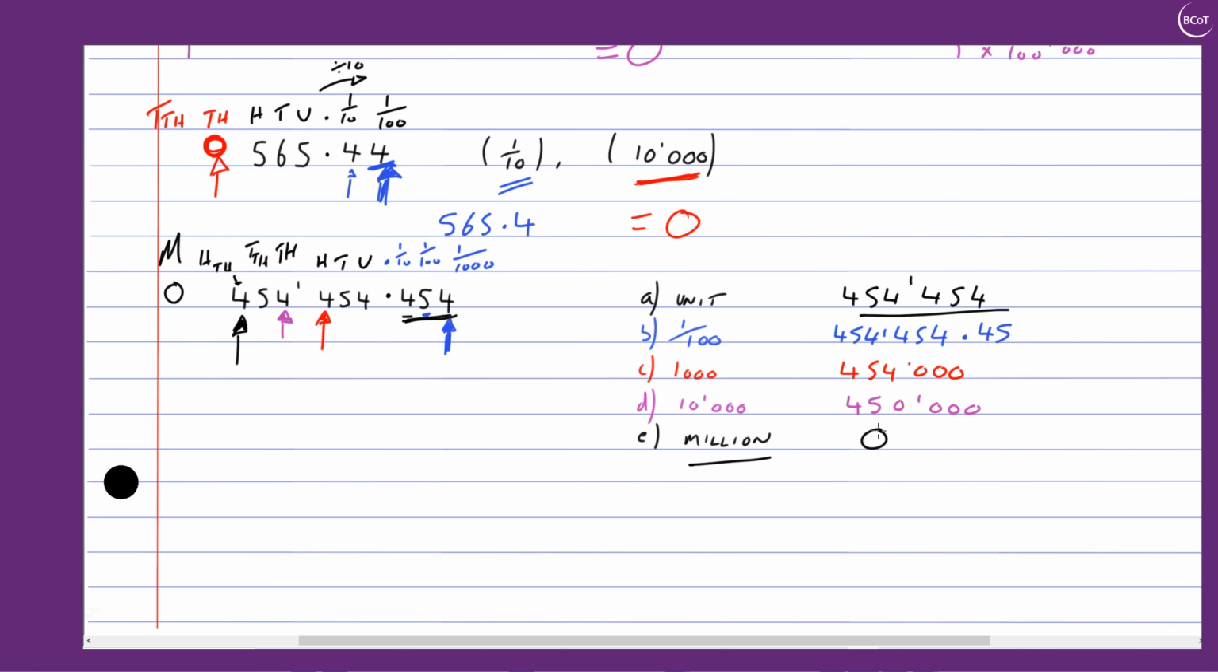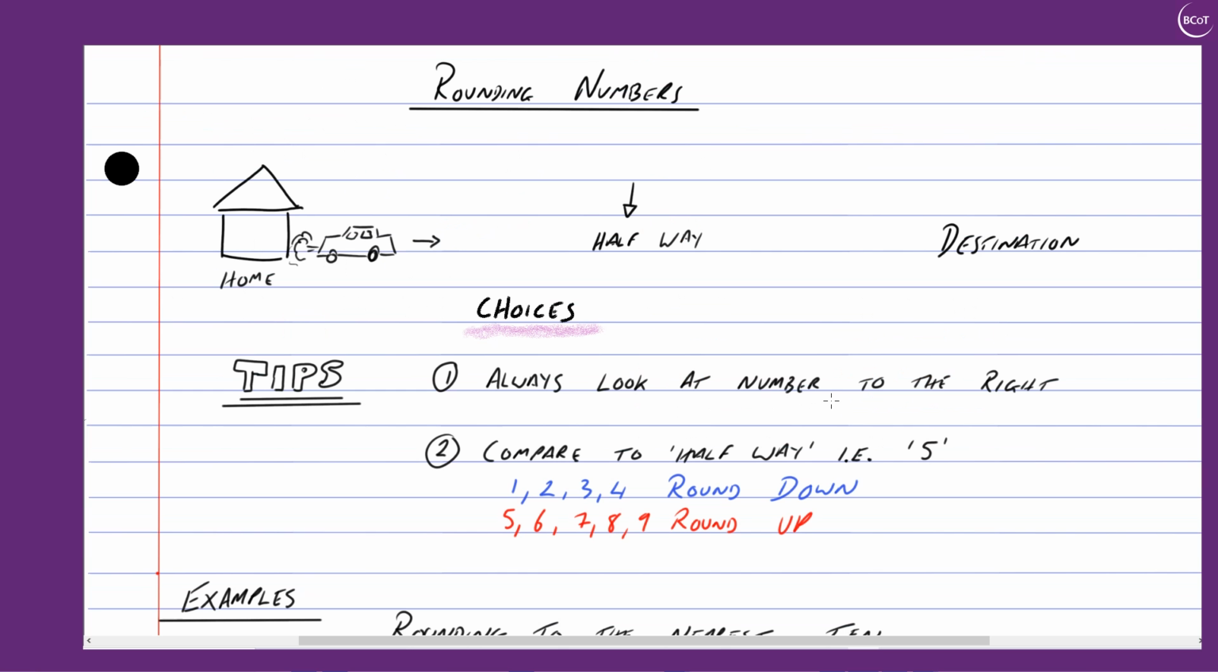So I hope this has helped a little bit. The main points that we need to remember are: always look at the number to the right of the column that it's asking you to round to, and then compare the number in that column on the right with 5. So if it's 1, 2, 3 or 4, you round down, and if it's 5 or more, you round up. So hopefully that was helpful, and good luck.